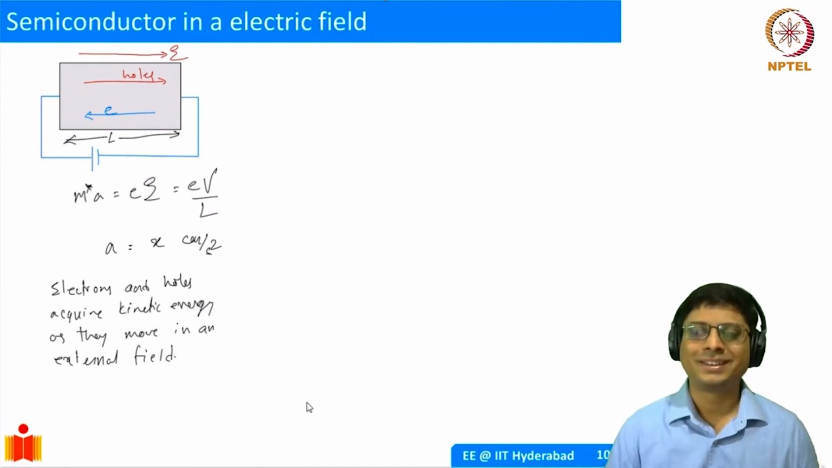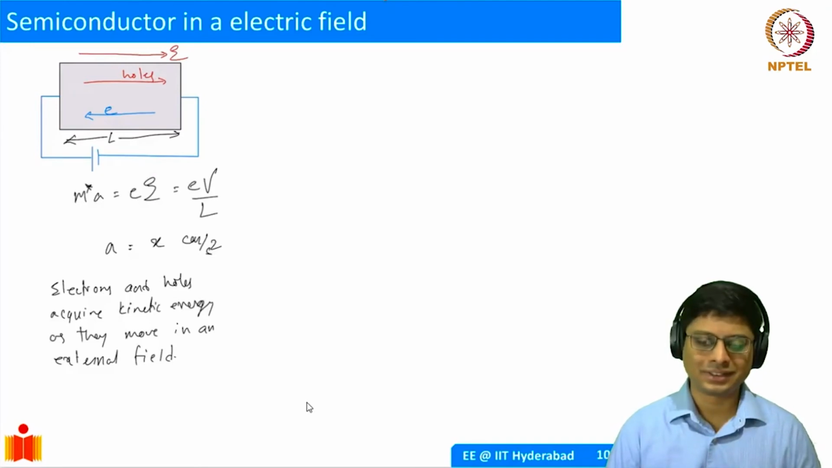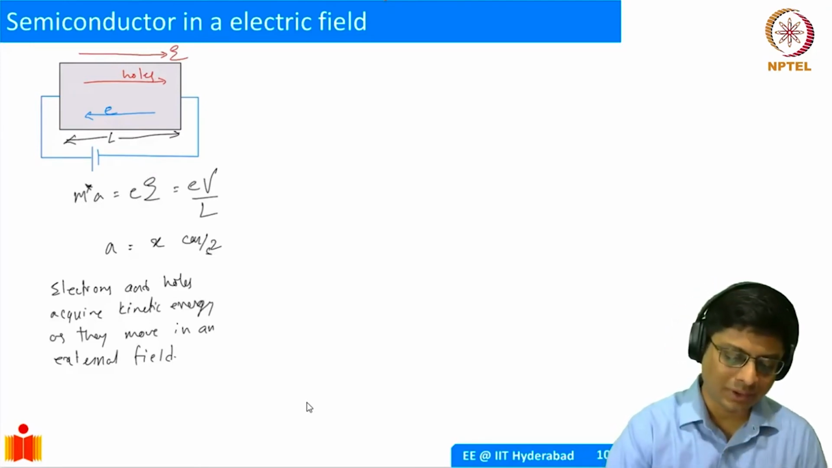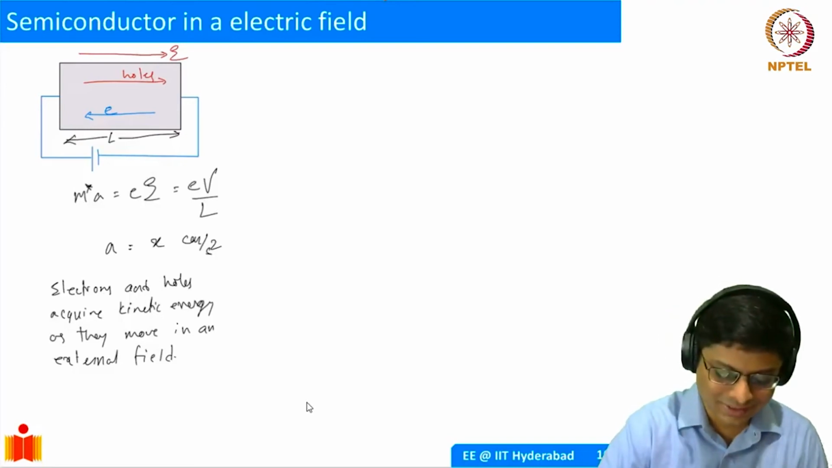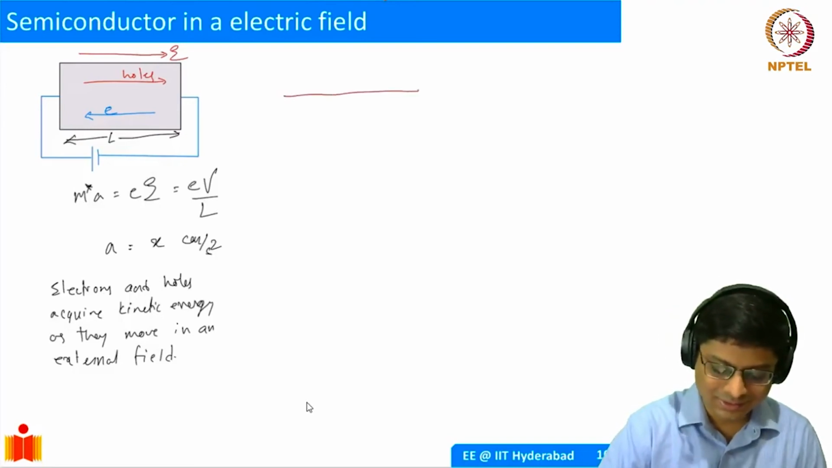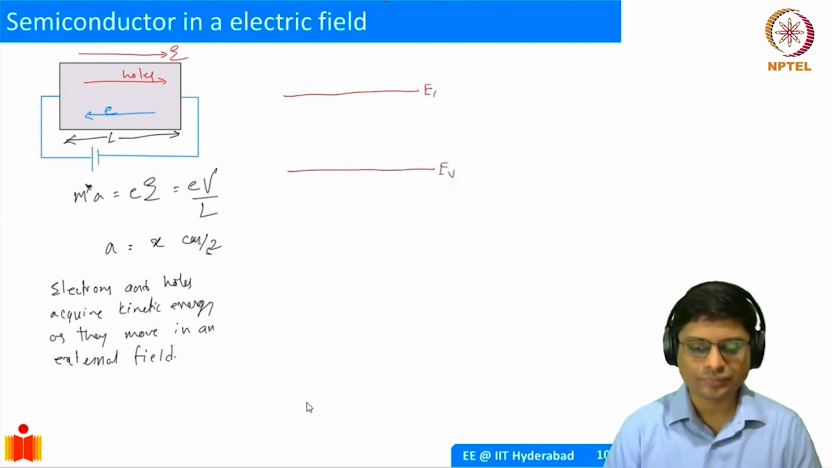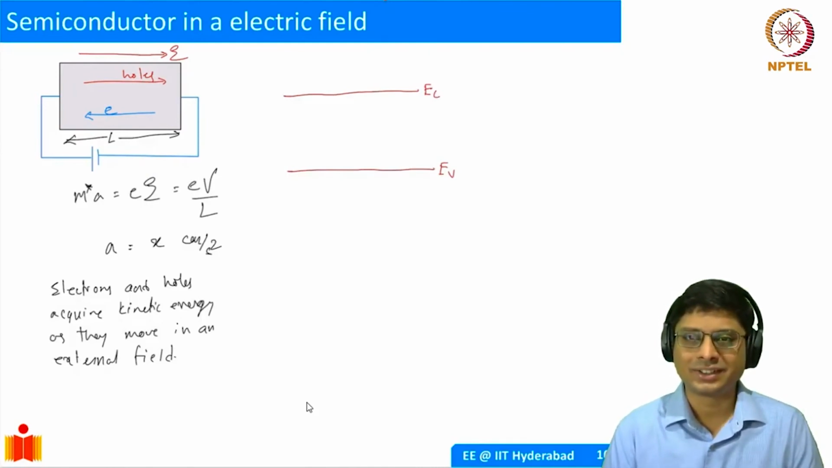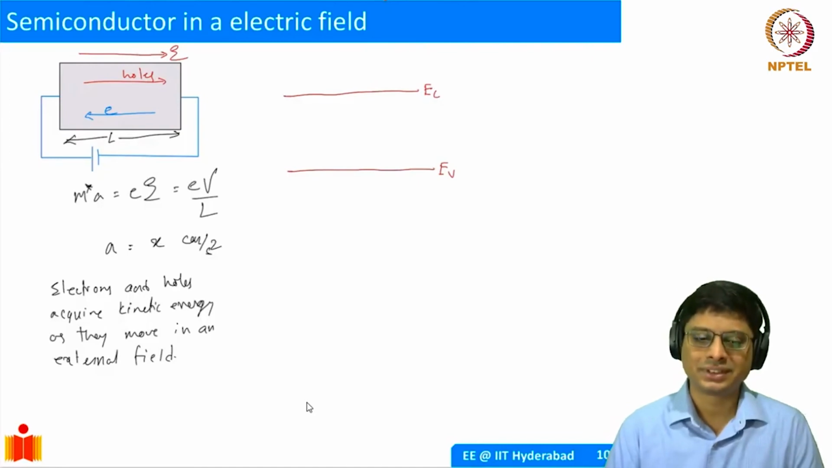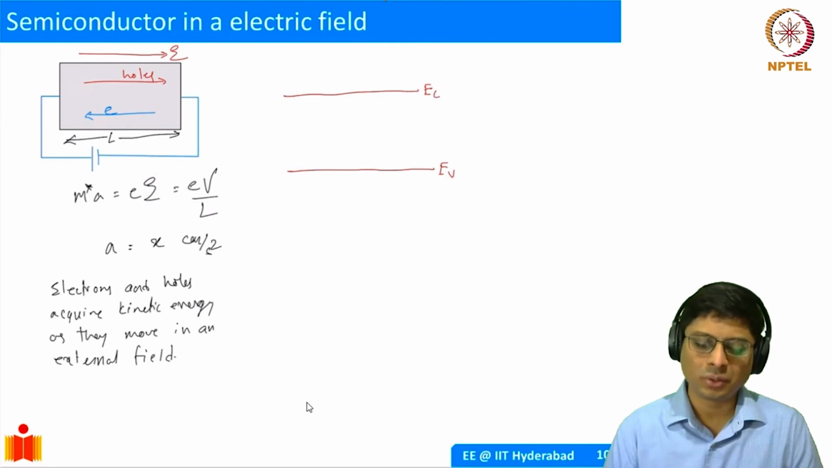What happens to the band diagram when I apply an electric field? Okay, think about it. So far, what we have seen is band diagrams were relatively harmless, right? They were simply this EV and EC. Now, if I want to represent an electron which is actually acquiring kinetic energy, how will I represent that? Okay, so to understand that, we have to go back once.